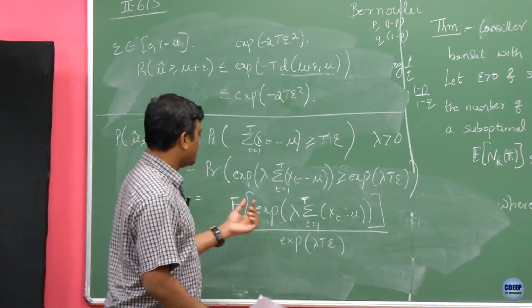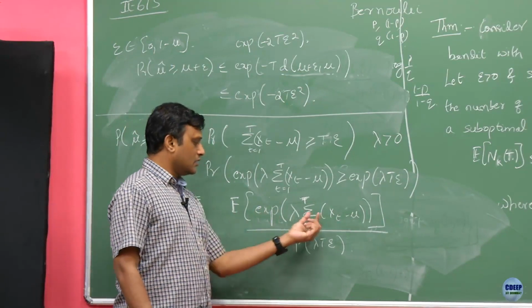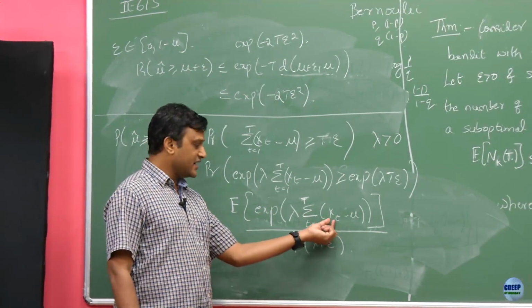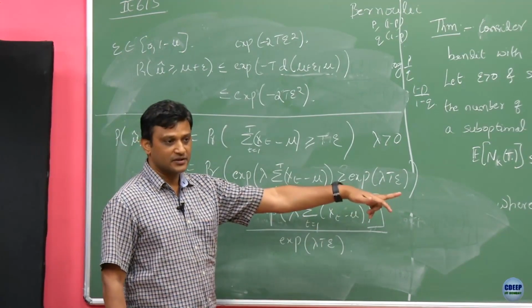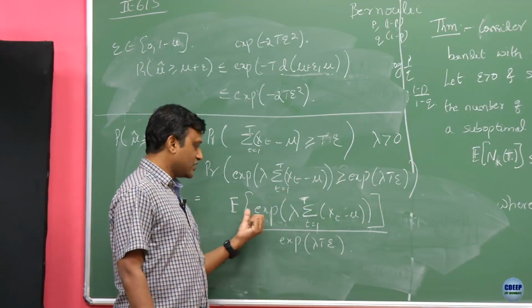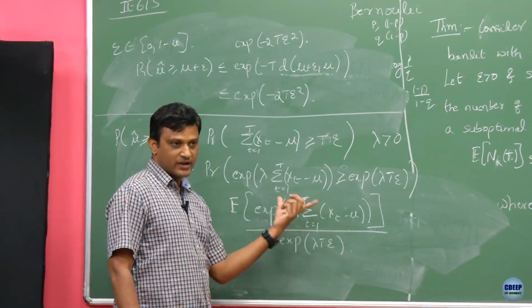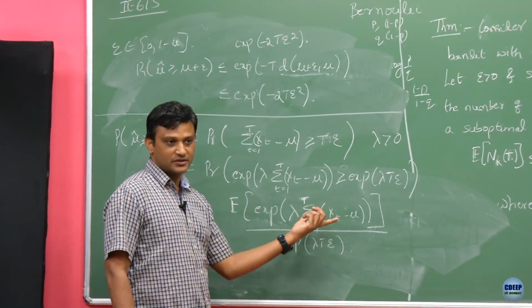Now this is the exponential of this sum, and what is our assumption? These Xt's are an iid sequence. So this expectation of the exponential of the sum, can I write it as a product of expectations of these exponential terms?